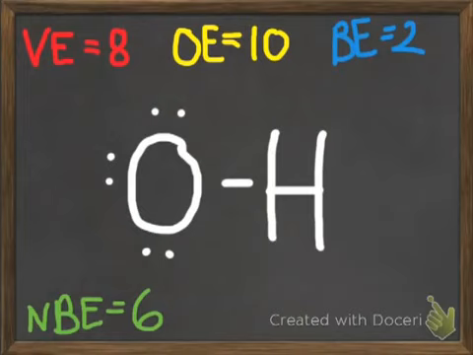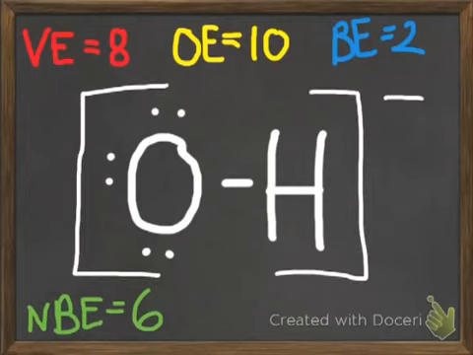Also, we need to do something else to this molecule. Remember when we started, hydroxide has a negative overall charge. So we need to show that somehow. And we can show that by putting brackets around it and a negative charge. That shows us that this entire molecule is negatively charged. So now, let's move on to another one.